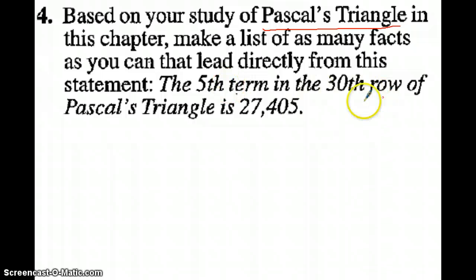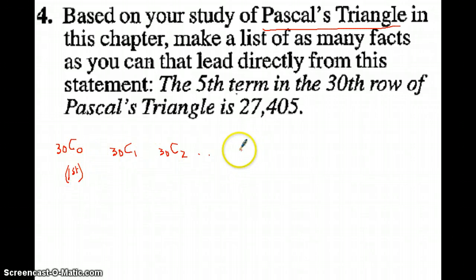But anyway, the 5th term in the 30th row. Okay, let's talk about the 30th row. The 30th row starts out as 30C0. The next term is 30C1, and 30C2, etc. So the 5th term, and this is actually what we would call the first term, has this 0 here. So the 5th term, being careful about that, would be 30C4. That is actually what we would refer to as the 5th term. And the value of that is 27,405.